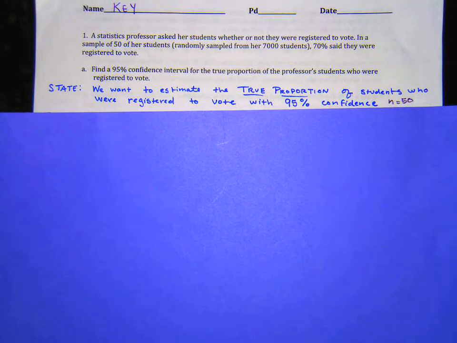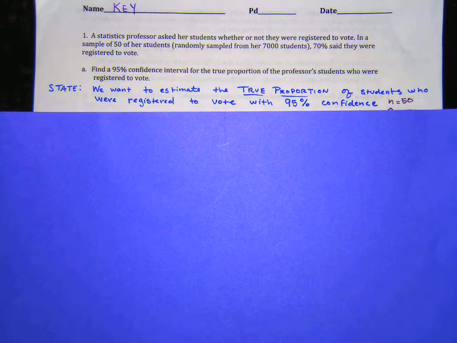Let's look at number 1 from your review packet. I want to emphasize a couple things. First part, you are asked to just find the 95% confidence interval. That means you have to state, plan, do, and conclude. So the first thing we're going to do is state what we're going to do. We want to estimate the true proportion of students who registered to vote with 95% confidence.